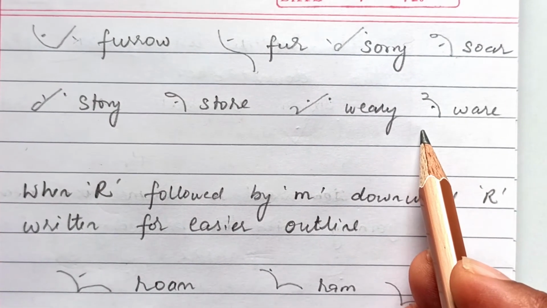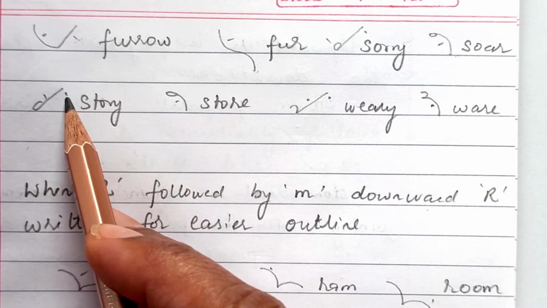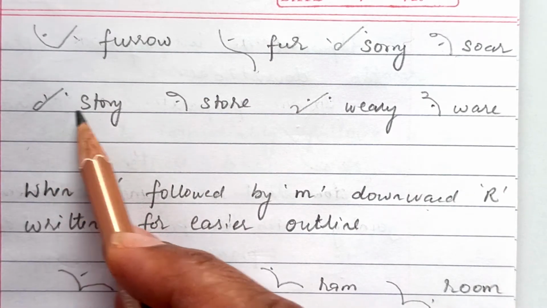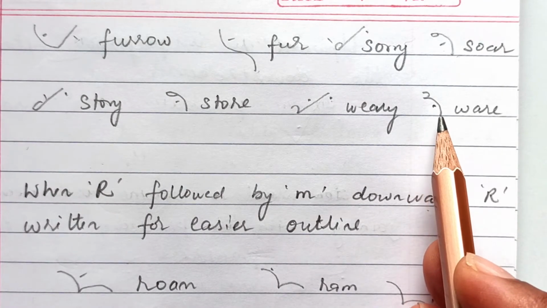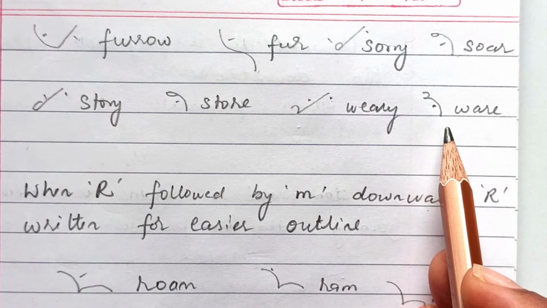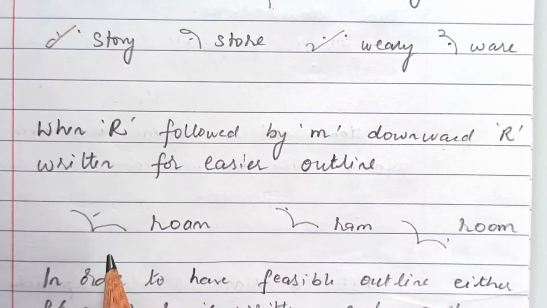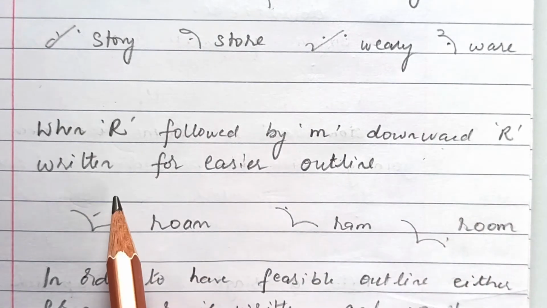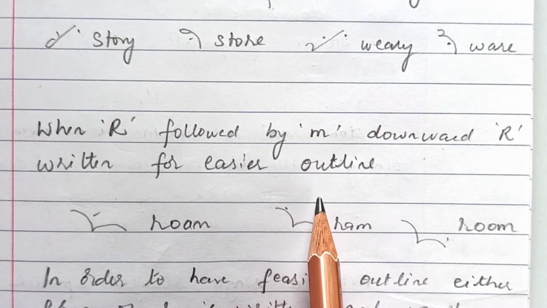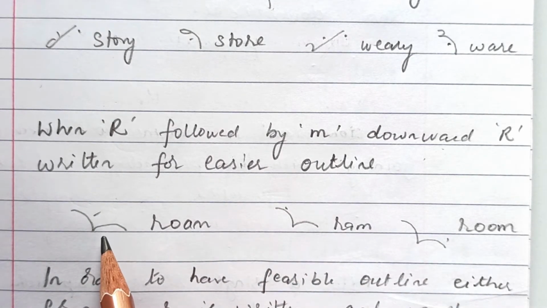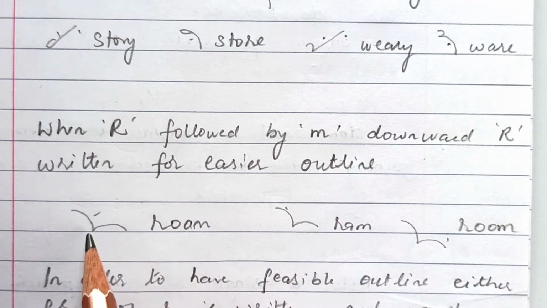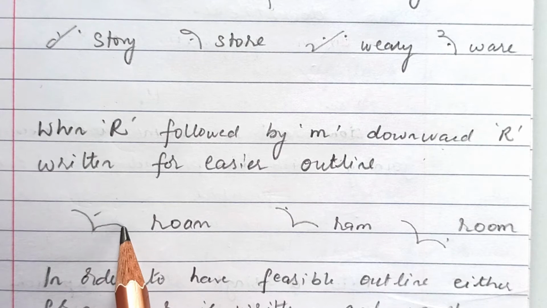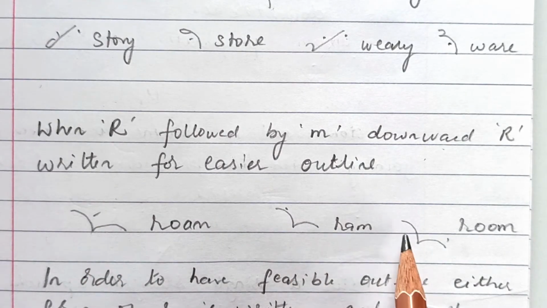So, whenever a vowel comes after the stroke of R, the upward is written, and when there is no vowel after the sound of R, the downward R is written. And also when R is followed by M, the downward R is written for an easier outline. So when the stroke M comes after the sound of R, in such cases, the downward R is written. So RM, which makes an easier joining. Then ram and room.